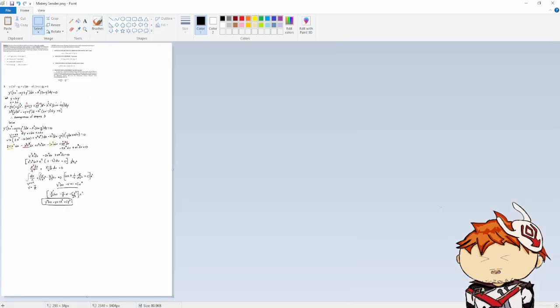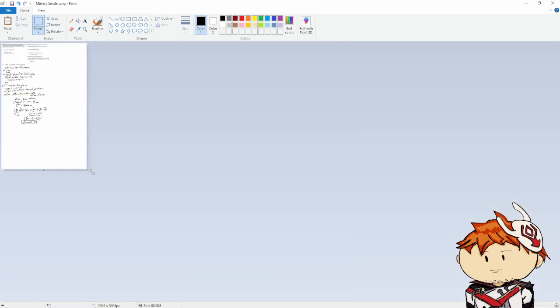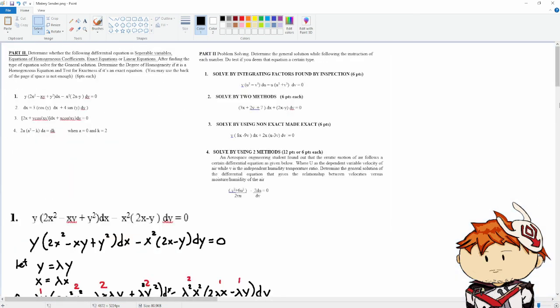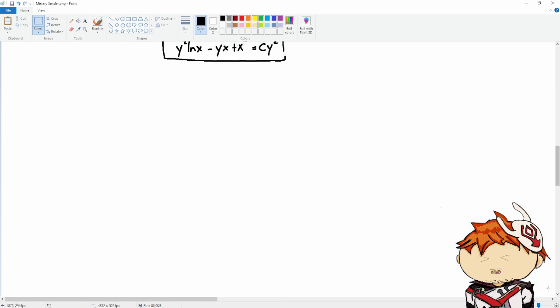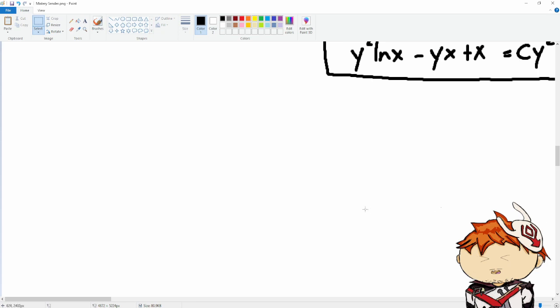So this one is a homogeneous equation. Let's see if the next equation is also homogeneous. Okay, this one is trigonometric.